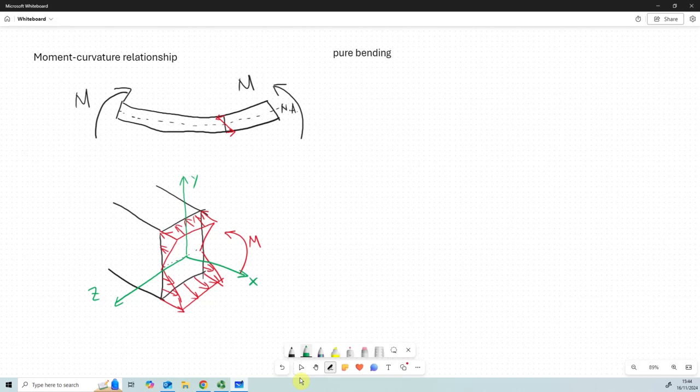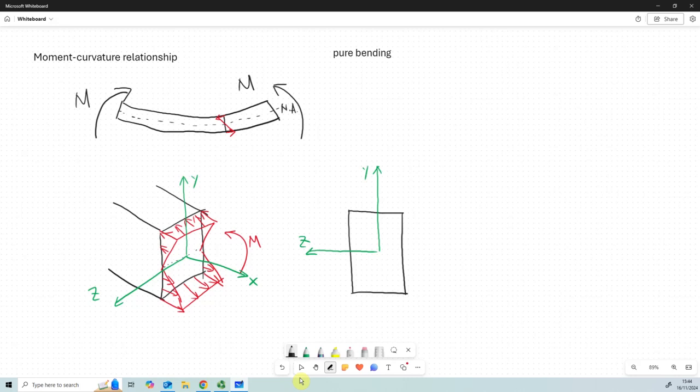Now if we look at this cross section in 2D, we can draw the cross section like this. It's a rectangular cross section. We can build the coordinate system y and z. So this is the cross section. Along this cross section there is compressive stress and tensile stress. So how could we express this? How could we find out the bending moment due to this stress?